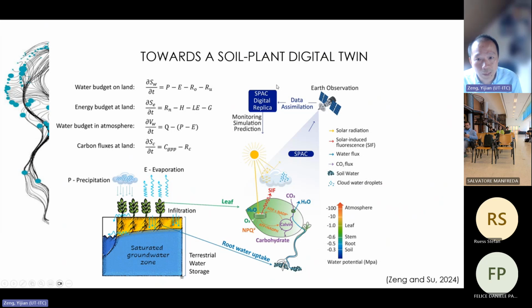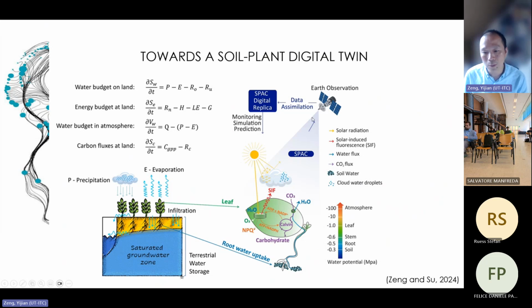Maybe briefly, I already touched on the concept of the soil plant digital twin. Why do we call it a digital twin? If we look at the process, the water will be taken up by the plant through root water uptake, then this water goes through the stem to the leaf and joins the photosynthesis processes, and then you have carbon uptake. You also have solar-induced fluorescence. All these are signals that can be sensed by satellite.